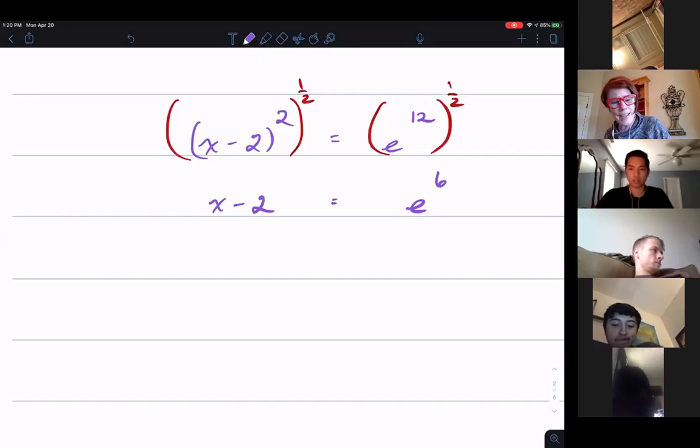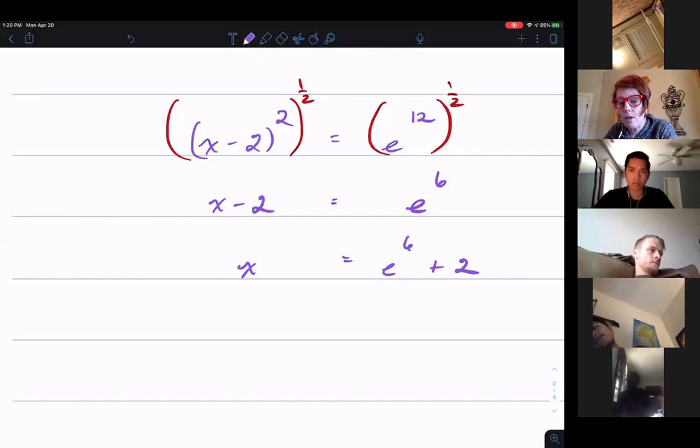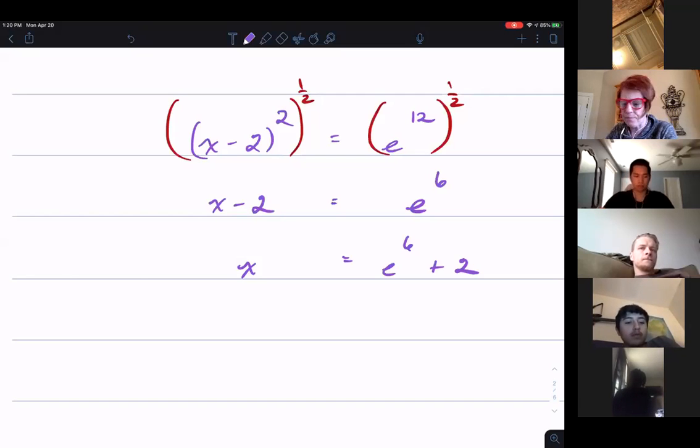Add 2 to both sides. So x is equal to e to the 6th power plus 2. And you have now solved for x. Again, if the directions don't say anything about decimals or approximating, this is good for an answer. It's as simple as it's going to get. It's exact.